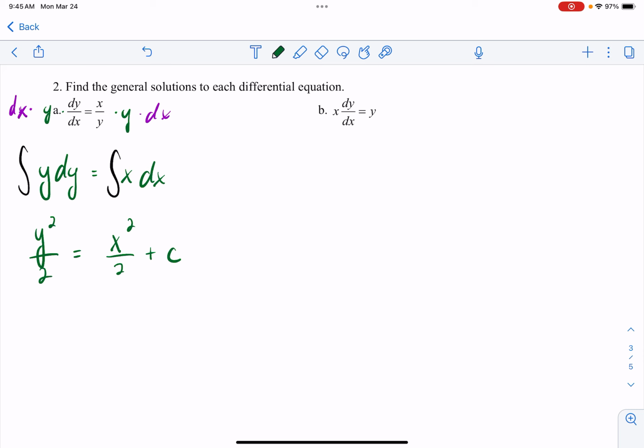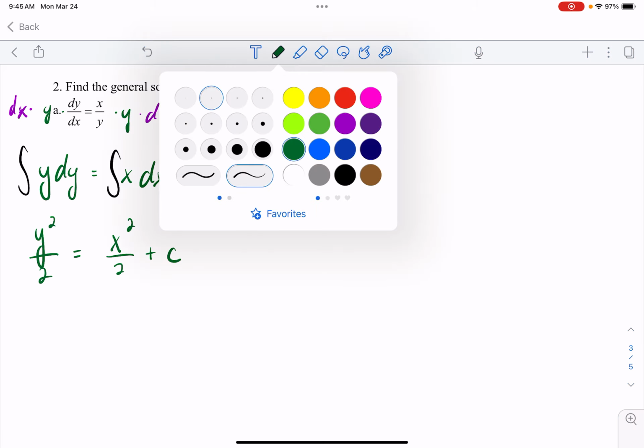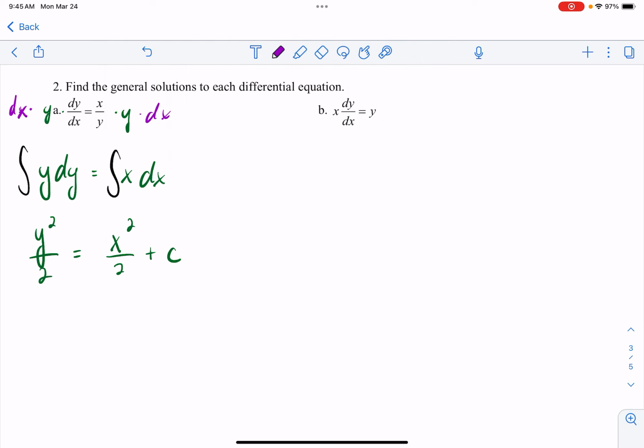Just write it on the right side as you're integrating that x term. Okay, so now let's work to get y by itself. So let's multiply everything by 2.